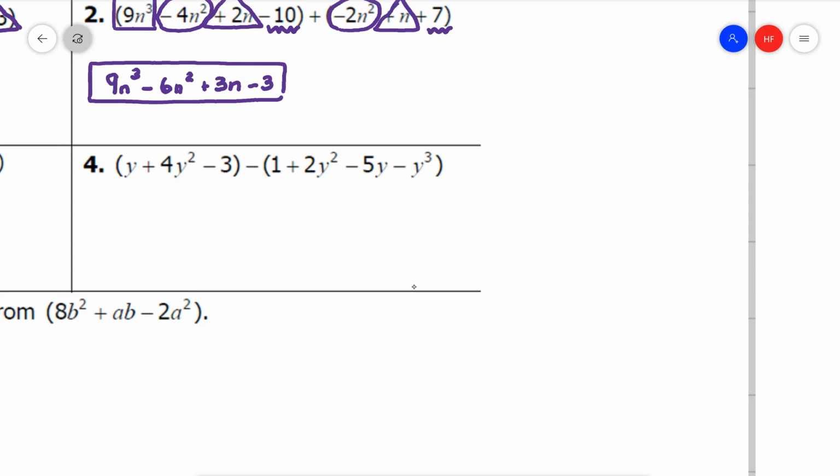On number 4, we're going to do the same thing. So I want to distribute that negative across all of these terms. I'm going to rewrite the first one since nothing's changing. And then when I distribute a negative, I'm just changing all those signs. So minus 1 minus 2y squared plus 5y plus y cubed.